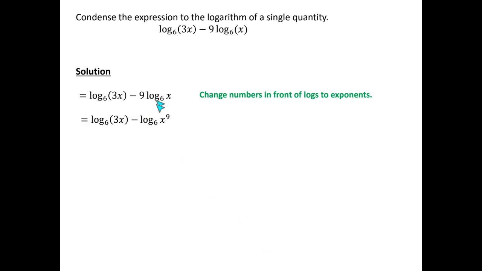So the 9, I can bring it back as an exponent. So now I have log base 6 of x to the 9th. Now I can apply the quotient rule since I have subtraction. So I'm going to end up with log 6 of 3x divided by x to the 9th. I can simplify. So one of the x's on the numerator, I can cancel with one on the denominator. So I end up with 3 divided by x to the 8th.